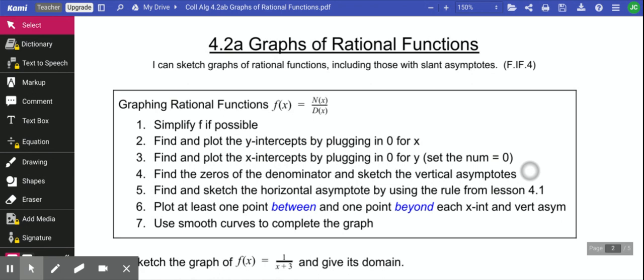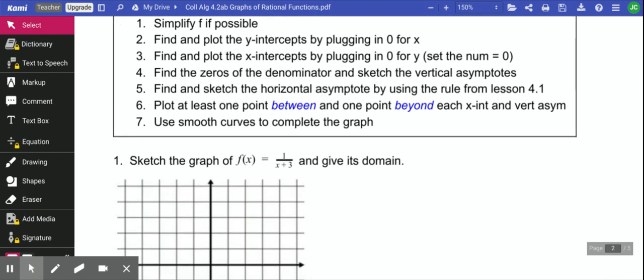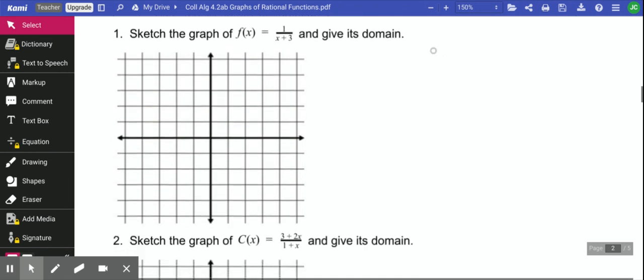And once we have all that, we'll have asymptotes, we'll have at least a couple points, and then we're just going to plot a few more points in between and beyond the intercepts and asymptotes, and then connect everything with nice smooth lines. So it's a little work, okay? I'm not going to lie, but it's definitely doable. So let's take a look at this first one.